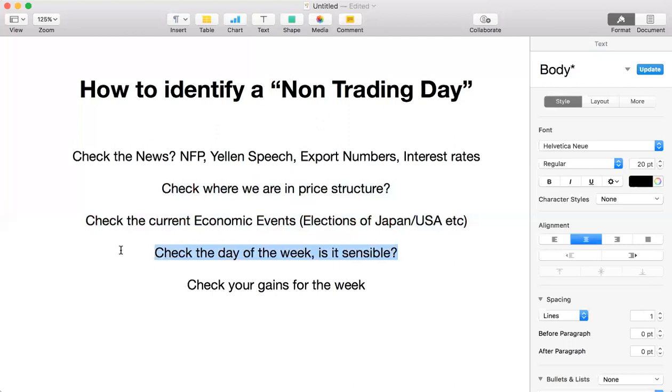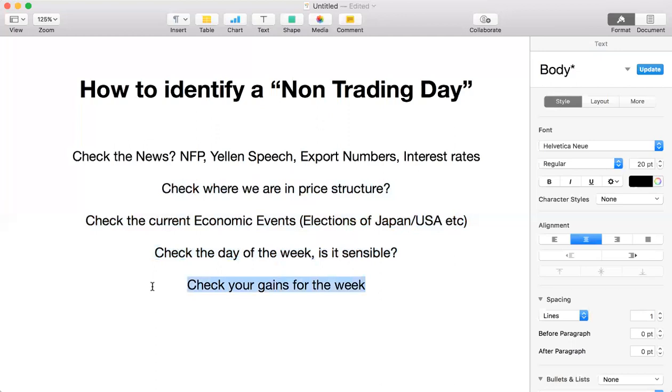But only by journaling everything I do and back testing everything I do, I know what my most profitable day is. So on a Monday, if I don't see a setup, I'll say, okay, well, it is what it is. It's Monday and there is no structure. So make sure you're checking the day of the week to identify if it is a non-trading day. And like I've just briefly gone over, check your gains for the week.